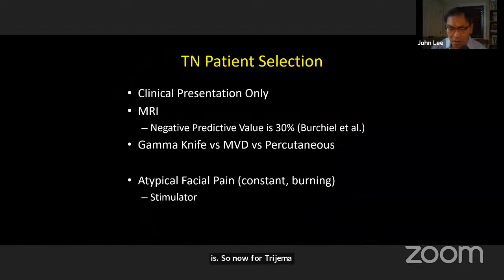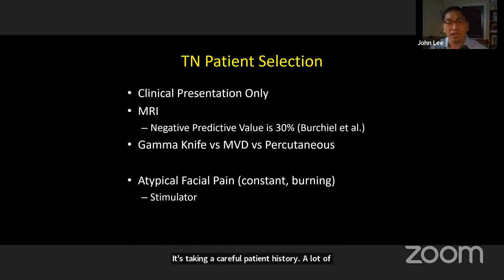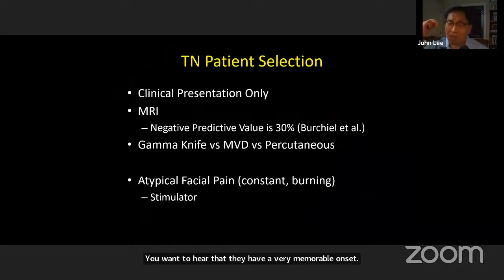Now, for trigeminal neuralgia specifically, I'm glad Dr. Segura said something that I also agree with, which is that the diagnosis of trigeminal neuralgia is clinical, in my opinion. It's taking a careful patient history. There are a lot of important features you want to hear: sharp, shooting, lightning bolt pain. You want to hear that they have a very memorable onset. Many patients can remember, oh yeah, I remember when I first had that pain and it was terrible.